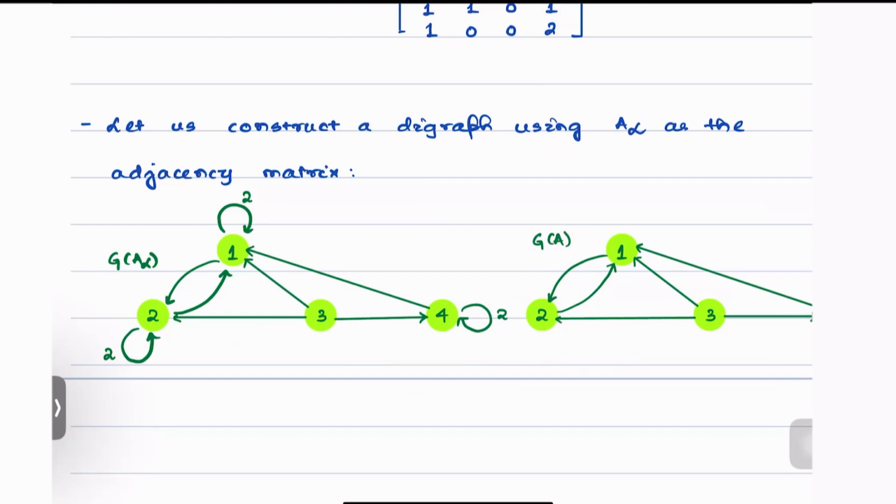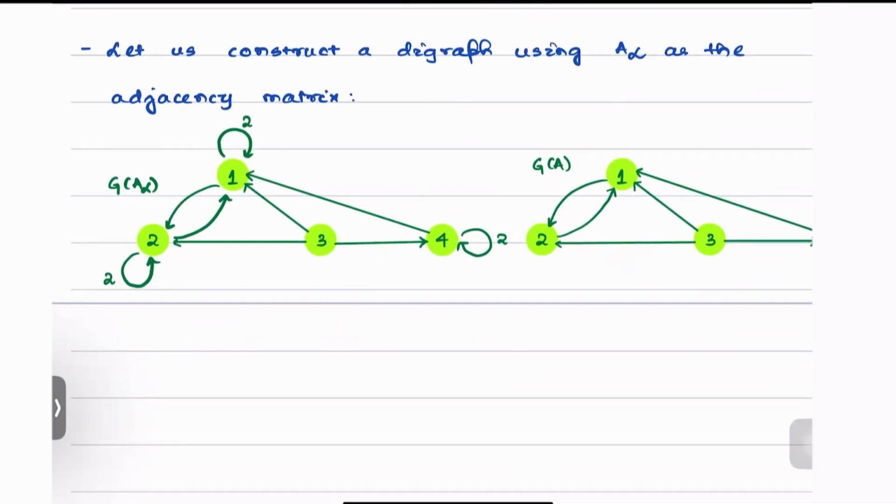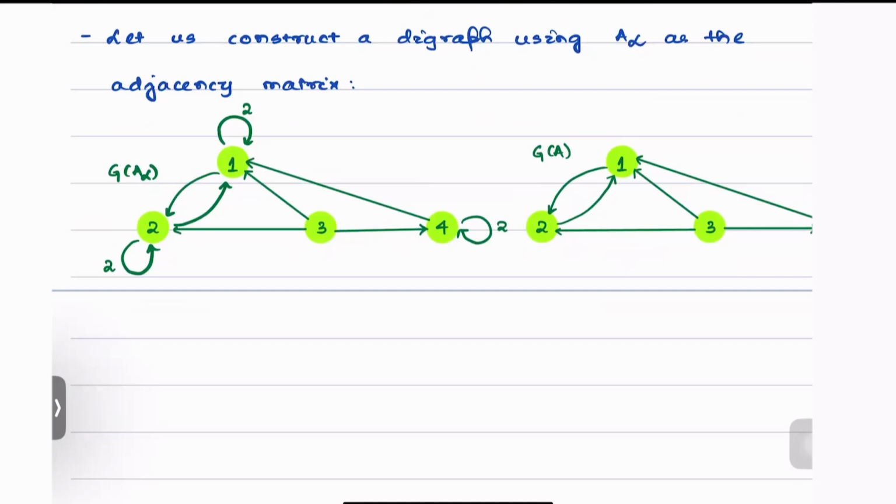What do we observe? We observe that the nodes which were adjacent here continue to be adjacent in G of AL as well. We just have the addition of self loops. Otherwise, every other edge that is there in G of A is still there in G of AL. Meaning, what can we say about G of AL? We can say the following.